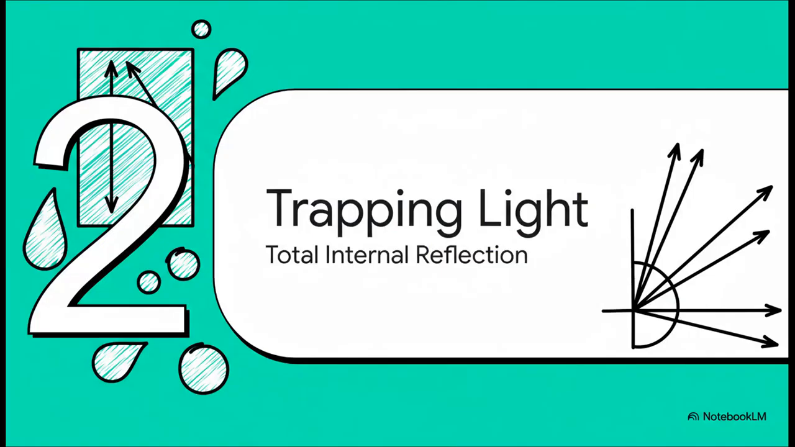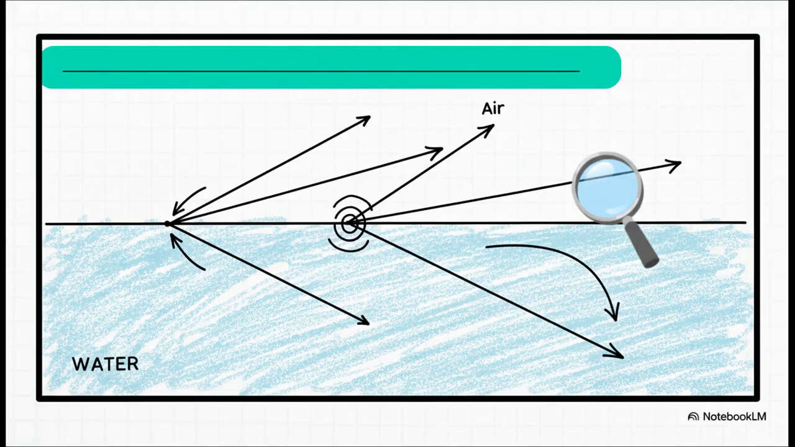So, we know that light can bounce off a surface or can bend through it, but what happens if we push that bending to its absolute limit? Well, we get this amazing phenomenon called total internal reflection, where we can literally trap light inside a material. Now, this only works when light tries to go from a denser medium, like water, back into a less dense one, like air.